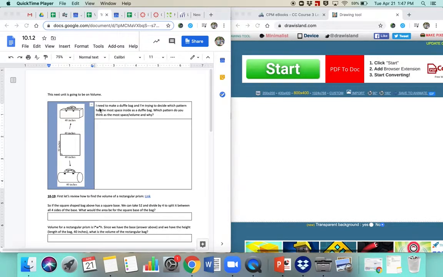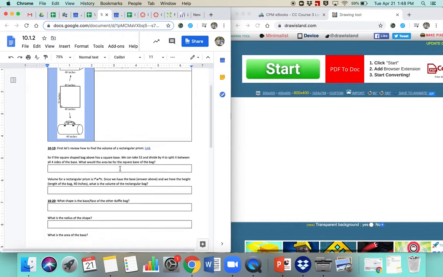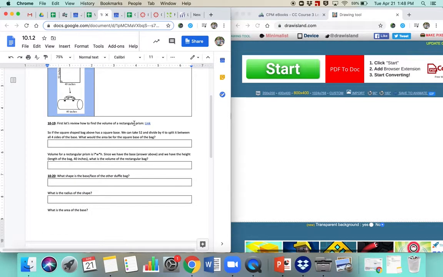So I need to make a duffel bag, and I'm trying to decide which pattern has the most space inside as a duffel bag. Which pattern do you think has the most space or volume, and why? In this area right here, you're going to tell me which of these bags, either the cylindrical bag or the rectangular prism, has the most volume. So go ahead and pause this video and answer that, or when you're doing your assignment, go ahead and answer that question. So let's review how to find the volume of a rectangular prism.